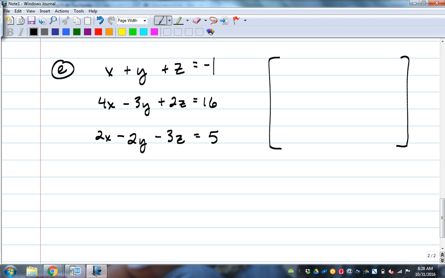What size is our matrix going to be? 3 by 4. Three rows, and 1, 2, 3, 4 columns. First column is going to be your x's, second column is your y's, third column is z's, and the fourth column is what the equation is equal to. So the top row is 1, 1, 1, negative 1, then 4, negative 3, 2, 16, then 2, negative 2, negative 3, 5.